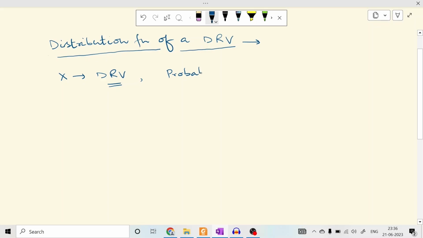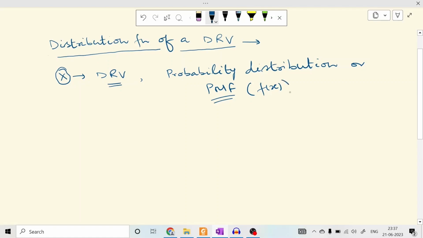Or we may have the PMF, the probability mass function, of this discrete random variable X. This PMF is simply represented by f(x), and the role of this f(x) is to assign a probability to each of the possible values of this discrete random variable.